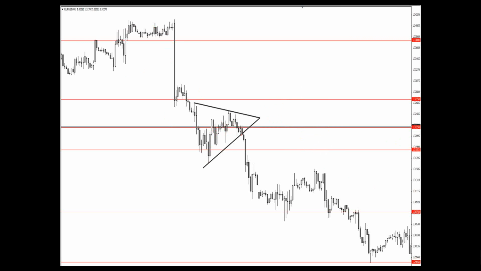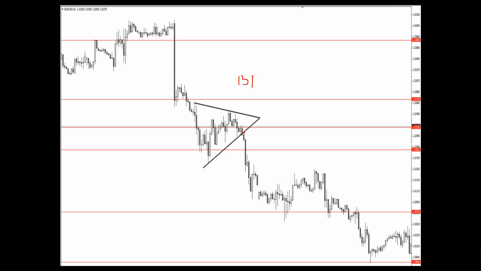This is the breakout, this point here. Then the price went down, and after that it retested. The retest was just at the lower part of this triangle. So the first thing, you can trade immediately after the break, but the sure thing is breakout, pullback, continuation pattern.